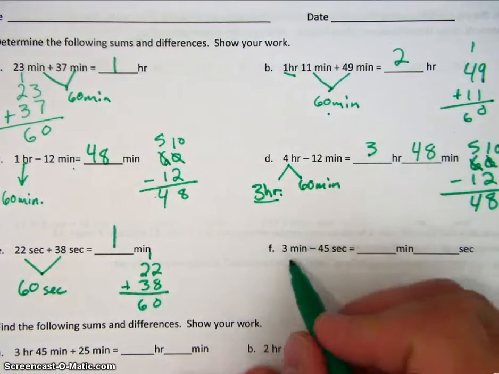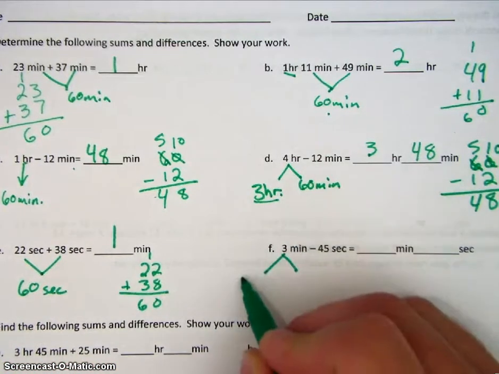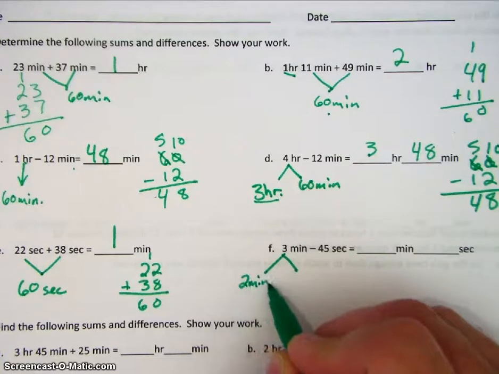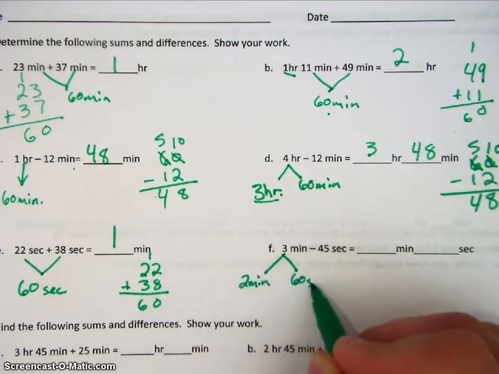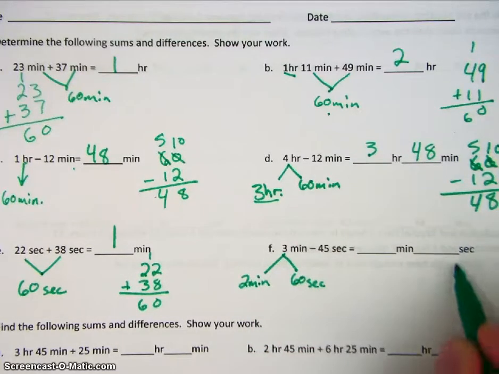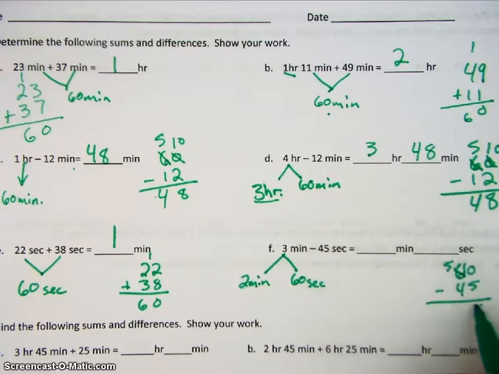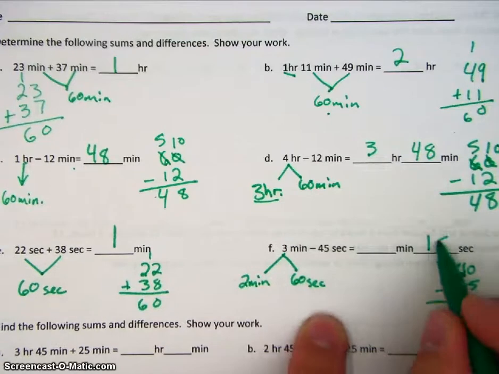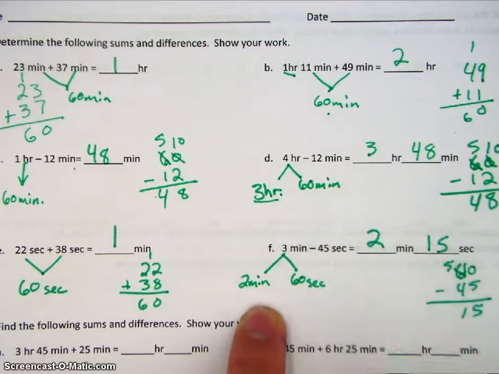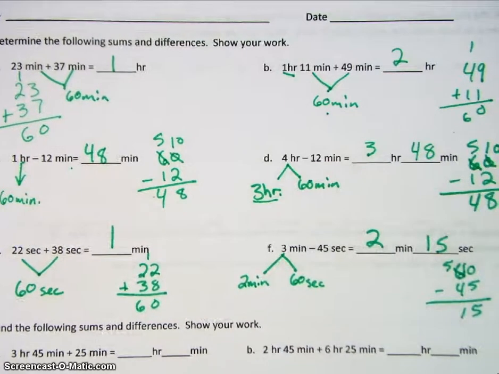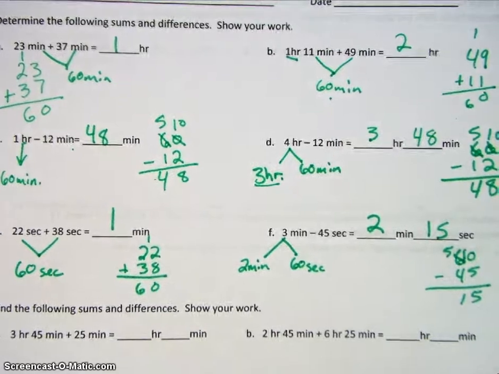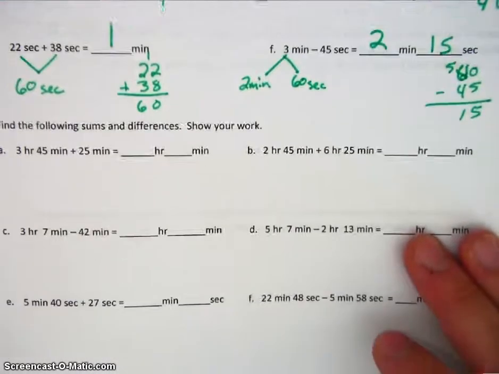Okay, now again we have to take our 3 minutes and turn it into 2 minutes and 60 seconds. Okay, and now we can do 60 minus 45. And we see that we have 15 seconds left, and then the 2 minutes. Okay. All right, so now let's take a look at some harder problems now where we have mixed units.